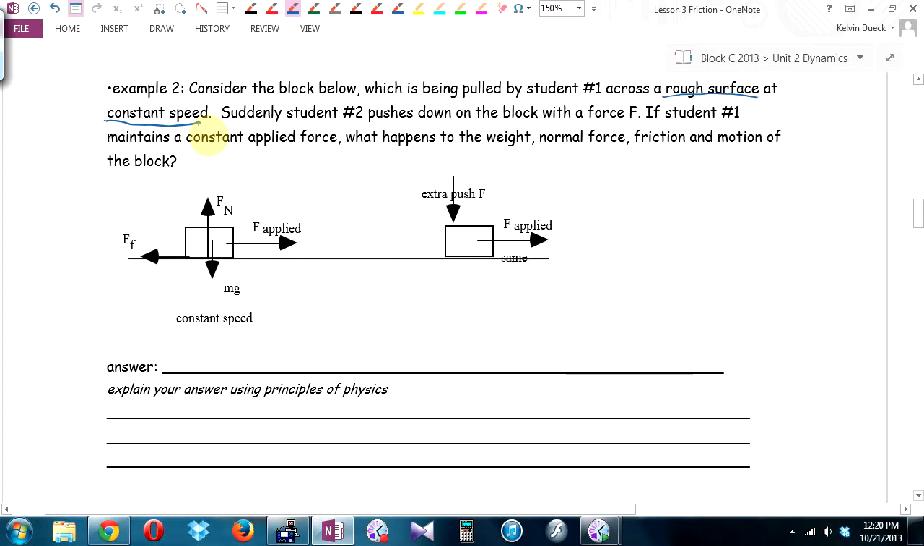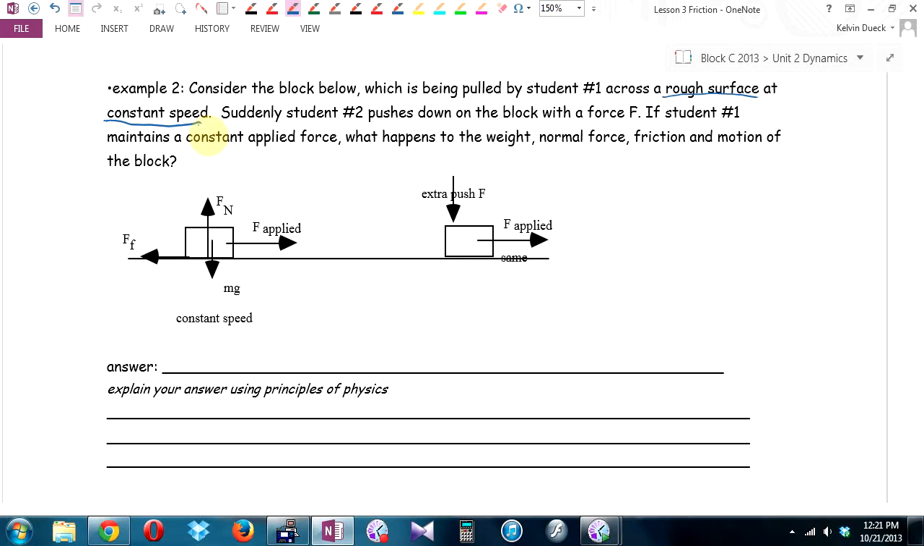What does constant speed tell me? And if my acceleration is 0, what does that tell me in terms of this unit, in terms of forces? They're in equilibrium. The net force is 0. Everything's balanced, whichever way you want to think about it.